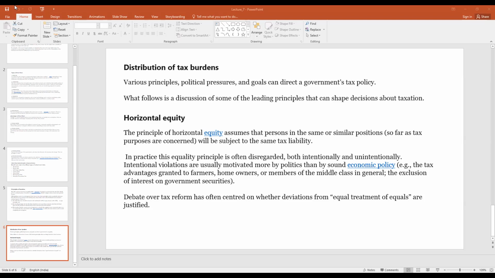There will always be a debate over tax reform, centered on whether deviations from equal treatment of equals are justified, whether we are following the same principle of equality or equity. The problem of horizontal equity is always in question: whether we can achieve it or not. So you got the point. What is horizontal equity? Same tax rates for similar kinds of income earners.